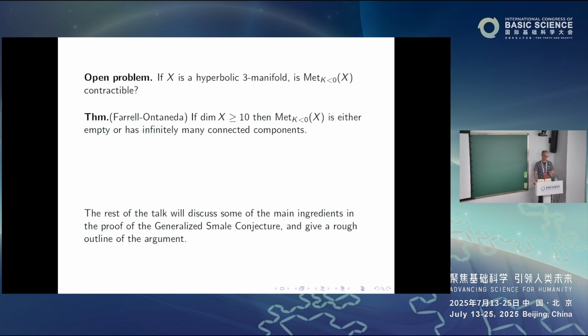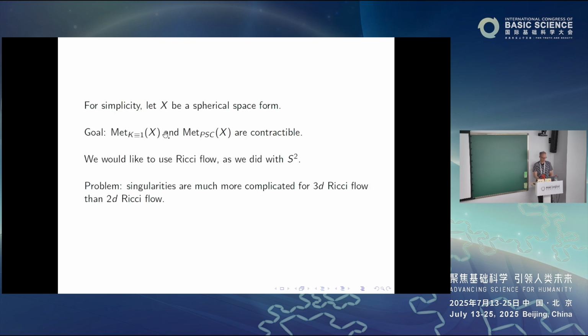So one last thing here. There's a very natural question in this space that I want to mention. If you have a hyperbolic 3-manifold, that means it has a metric with constant curvature -1. Then you can look at the space of metrics which have negative sectional curvature, and it's very natural to ask if that's a contractible space. The analog in higher dimensions is false by work of Farrell and Ontaneda.